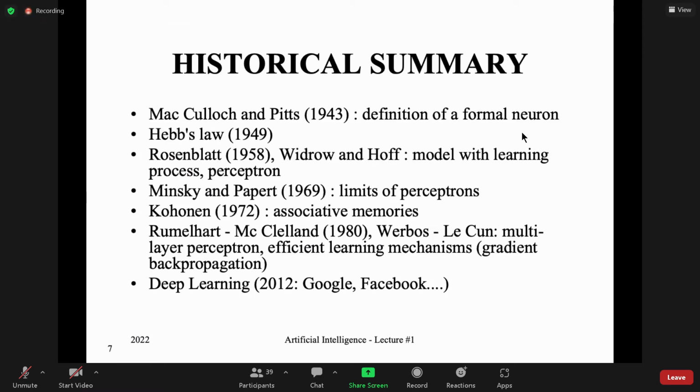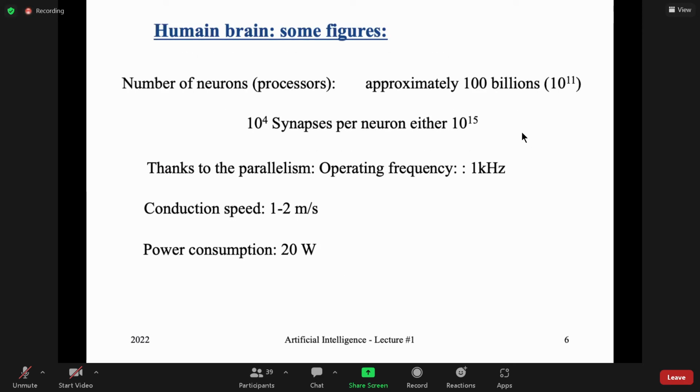Okay. This number was just to tell you that with artificial intelligence now we can do many things, but in comparison with the human brain, we do very few things with artificial intelligence in regards to the human brain.